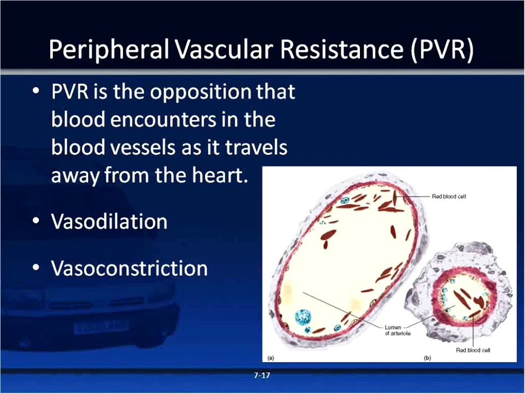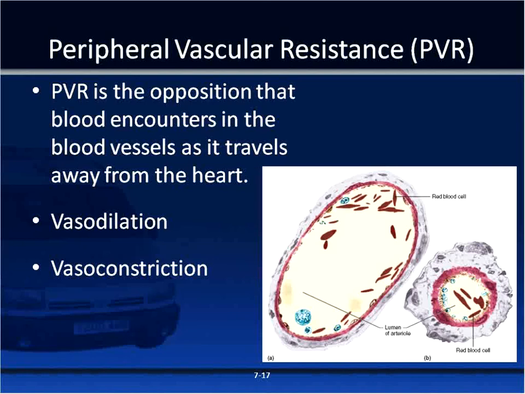Peripheral vascular resistance, also called systemic vascular resistance, is the opposition that blood encounters in the blood vessels as it travels away from the heart. Because the resistance to flow in the venous circulation is very low, peripheral vascular resistance generally refers to the opposition to flow encountered in the arterial circulation. As previously discussed, the arterioles, because of their small diameter, are the vessels in the arterial circulation that have the greatest resistance to blood flow.